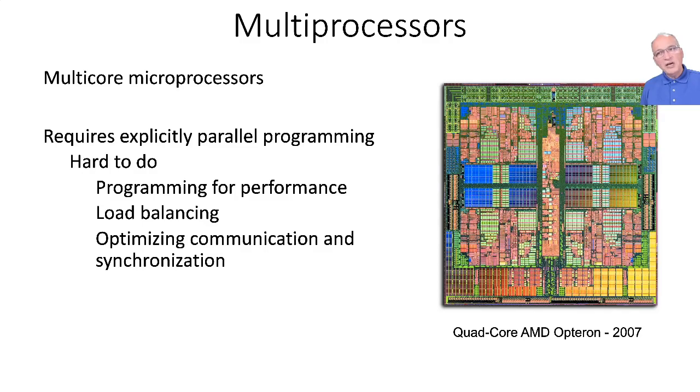Parallel programming is hard to do. You need to program for performance. You need to worry about load balancing, because if you have one of these processors doing one part of the computation that takes a long time and the other processors are doing computations that take much less time, you're going to have a subutilization of the system.